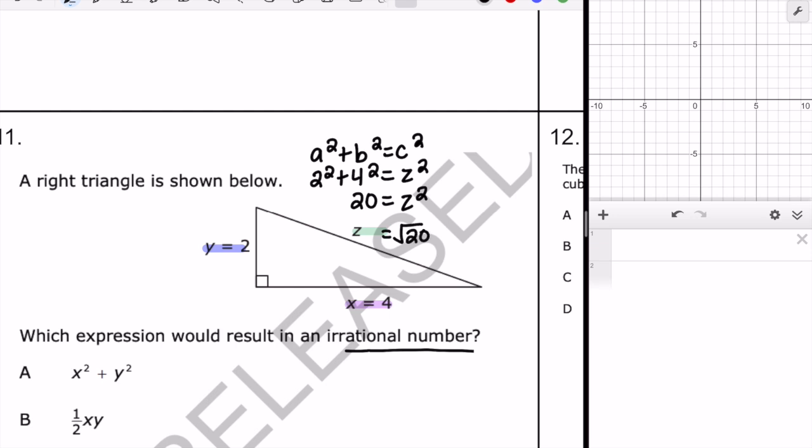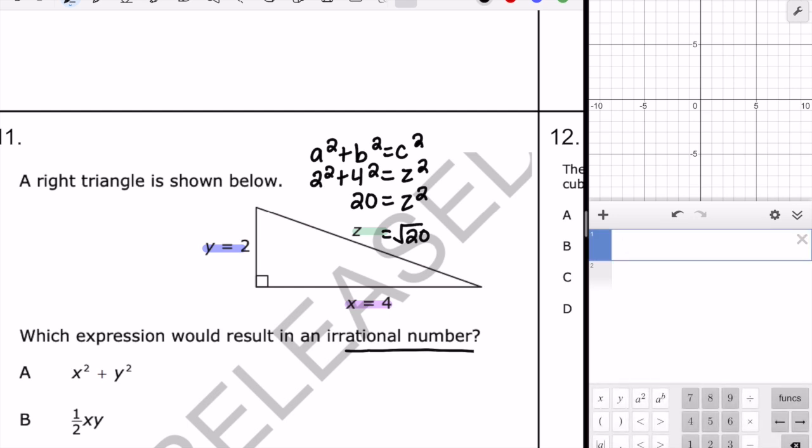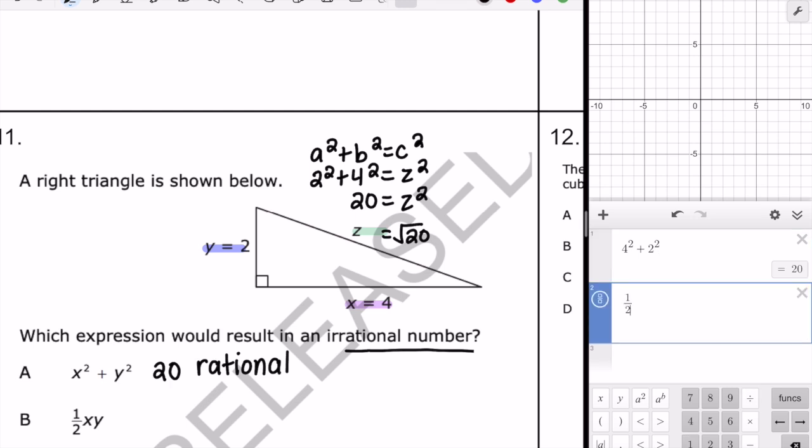Now what's going to happen is I'm going to plug in everything I know and substitute it into Desmos, and see which one gives me an irrational number. So x is 4, so that would be 4 squared plus y is 2 squared. Again, that's rational, so that equals 20. That's a rational number. Same thing here. If I do 1/2 times x is 4 times the 2, obviously 4 and 2 is 8, so that's going to give me 4. That is still going to be a rational number.